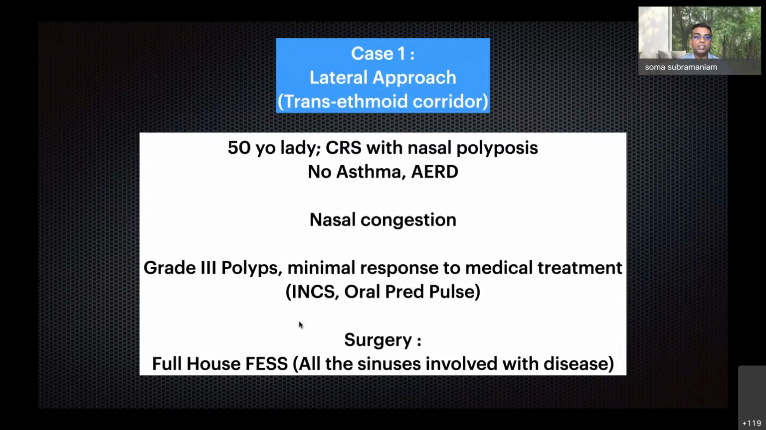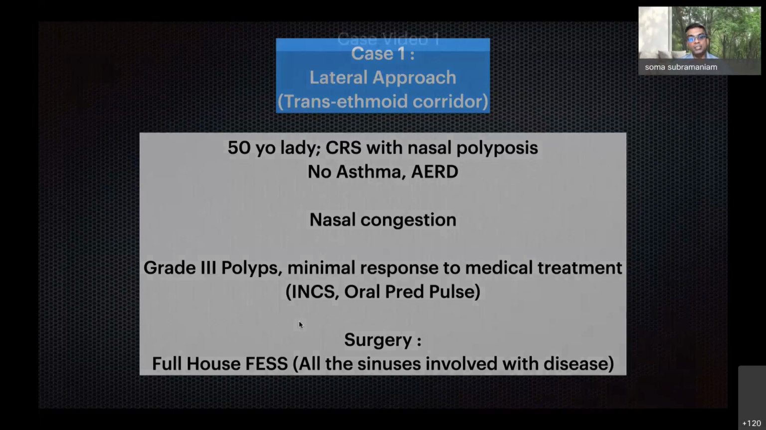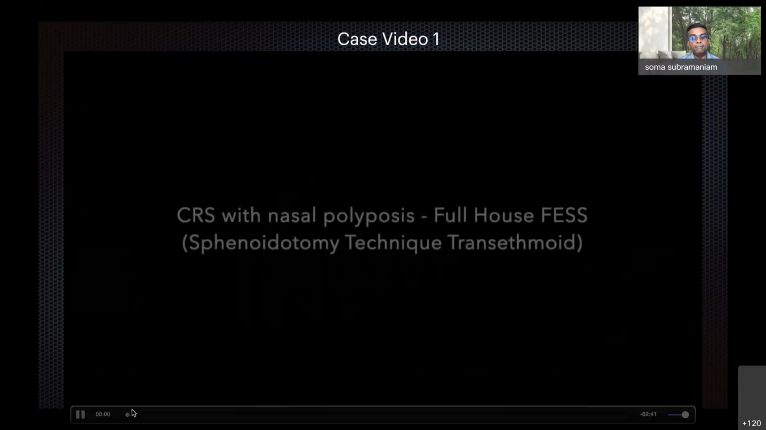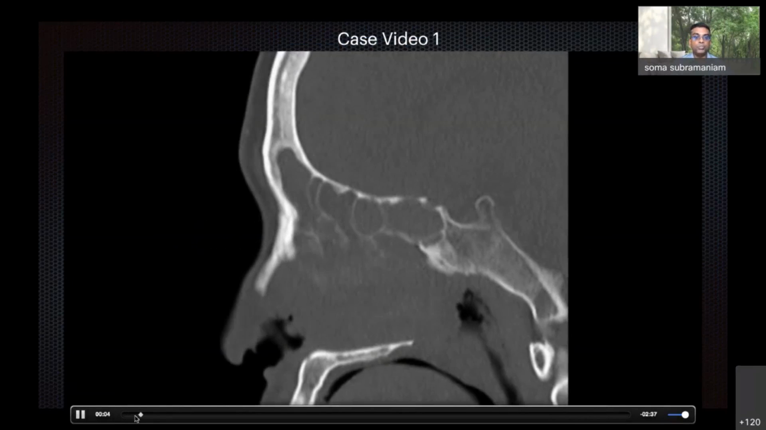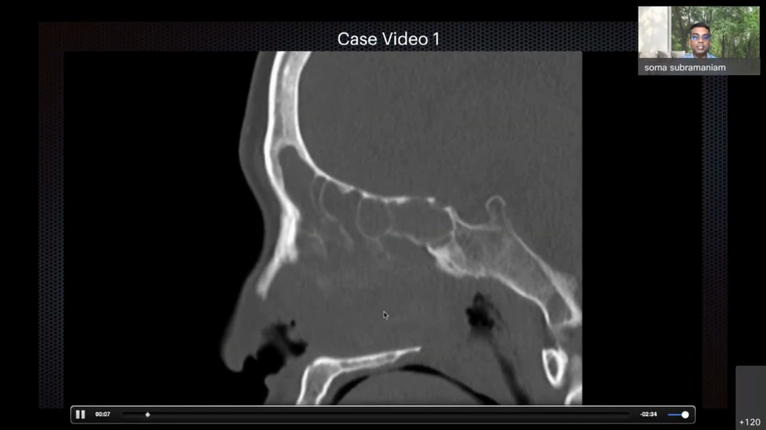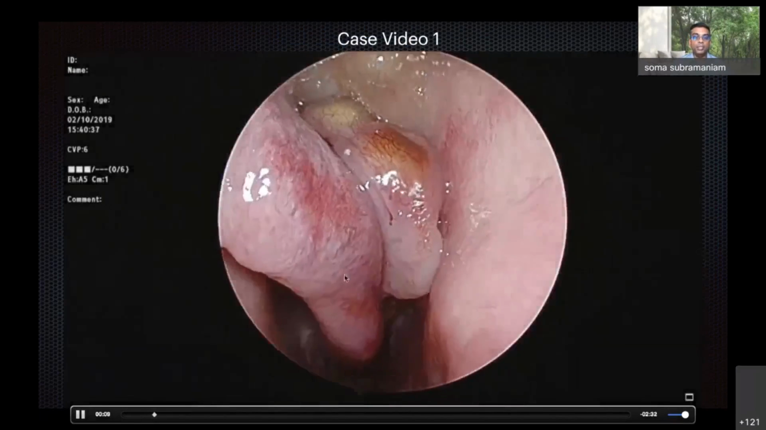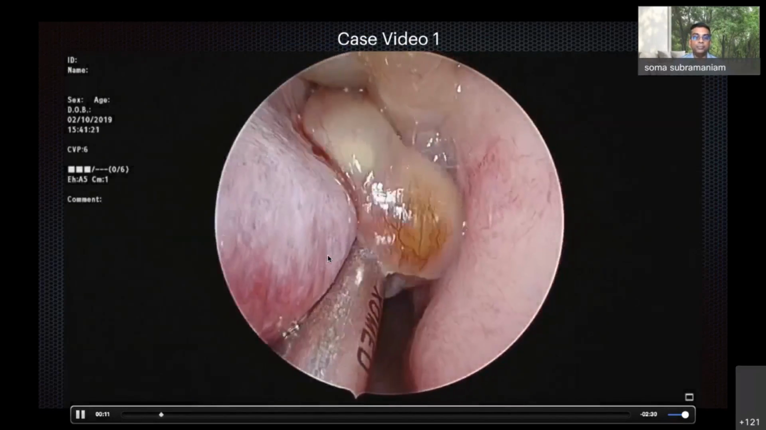So I'll go through the first case, which is actually a lateral approach, what we most commonly do for patients with chronic sinusitis. I will show you just step by step how we go through this. So this is a sagittal view. You can see it's a complete white out full of polyps. So this is the right nasal cavity.